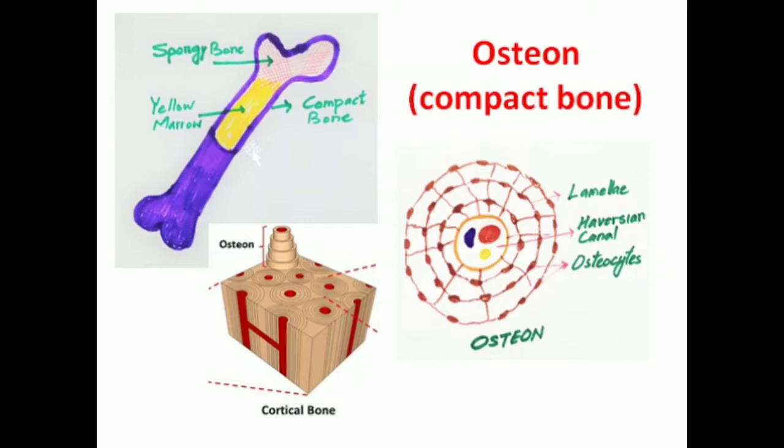As explained, the compact bone unit is the osteon. This osteon, as explained, has the Haversian canal. The nerve, the artery and the veins are inside this Haversian canal. The lamellae are here and trabeculae are present. The osteocytes are also lying here.